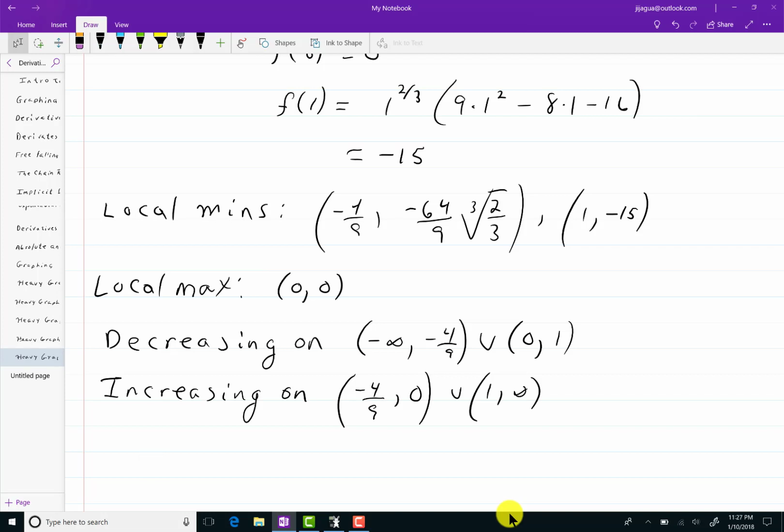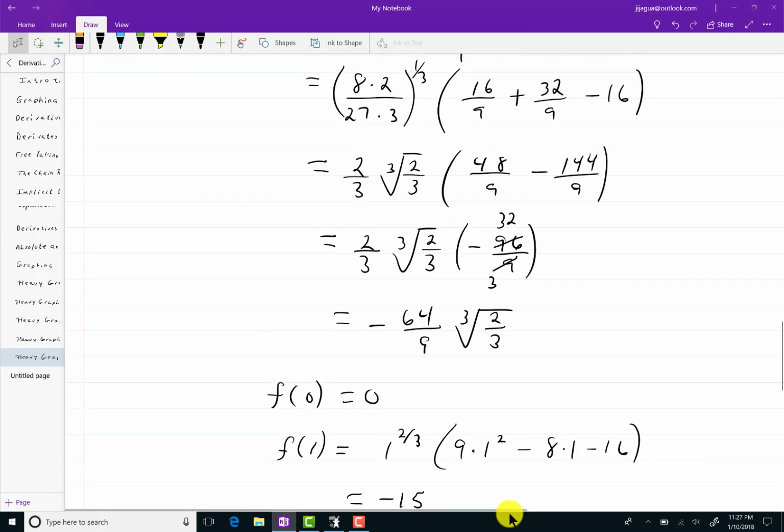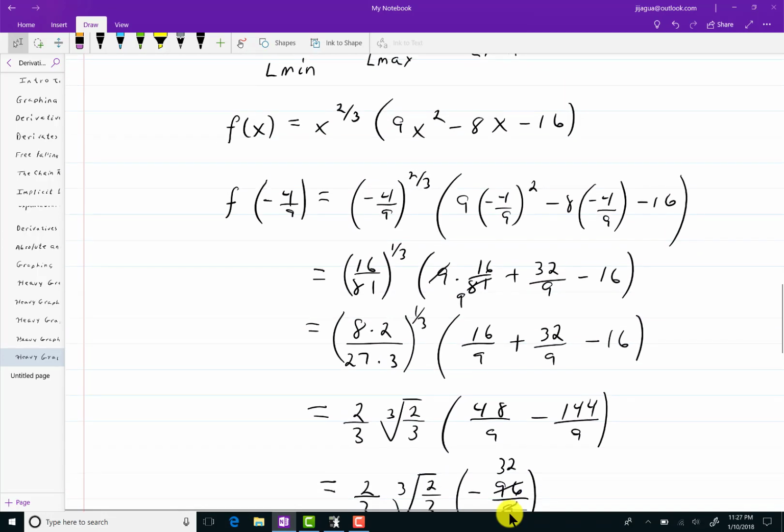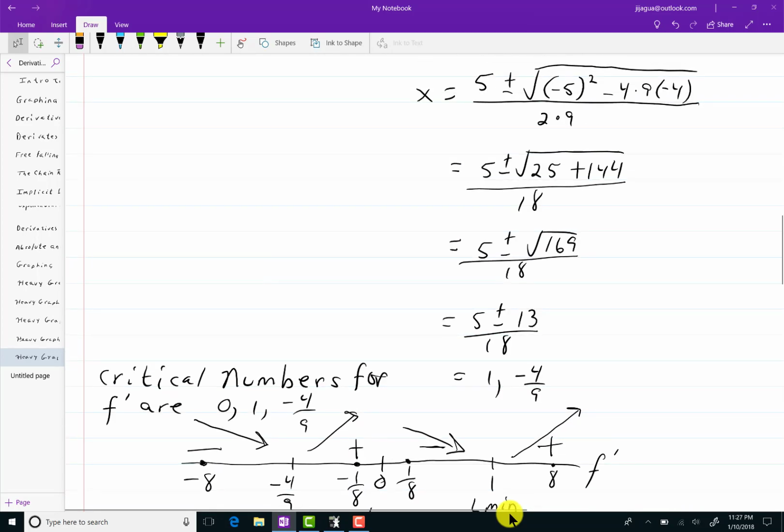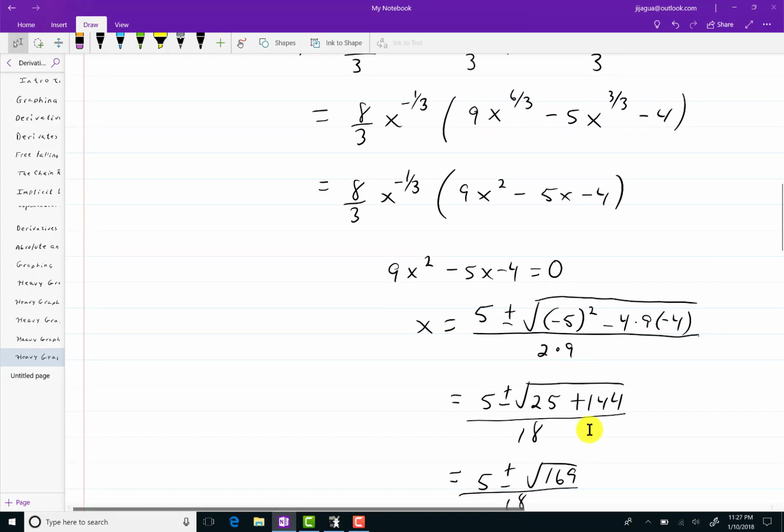Now let's move on to the second derivative. I want to copy my first derivative down again. There's f of x. F prime is what I need. F prime is similar. We have 8/3 x to the, well, make it easier on myself then.